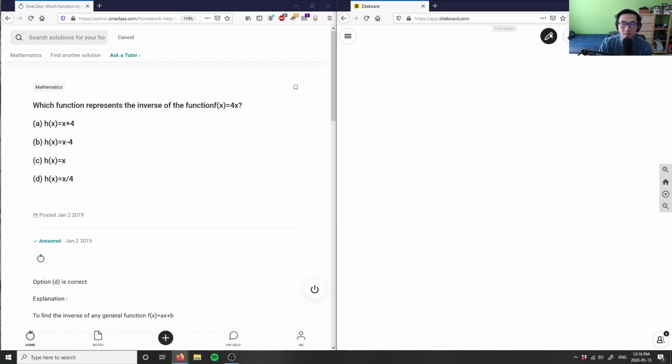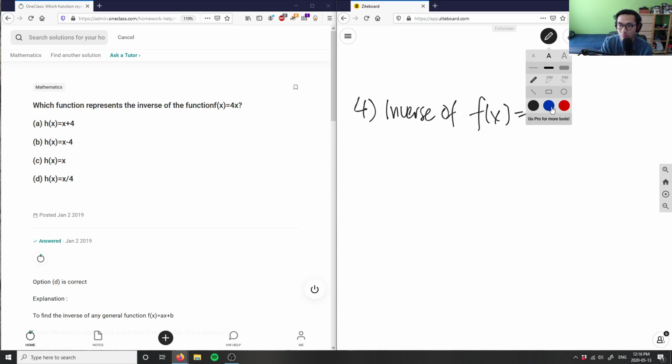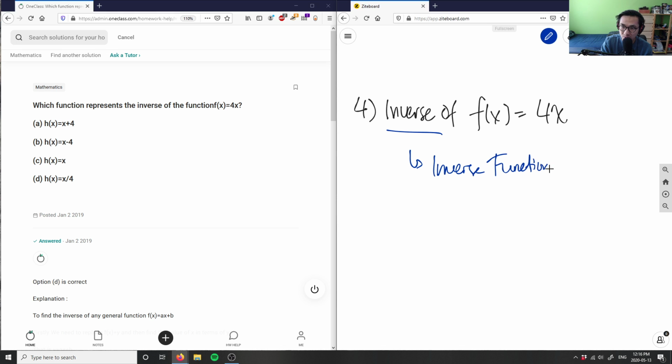Question 4 is asking us which function represents the inverse of the function, and we're given that. So I want the inverse of f of x equals 4x. In order for us to find the inverse, we will want to flip this into a y equals kind of function here. When we're looking at the inverse of a function, what does this mean? So let me define this for you. For the inverse of a function, I'm going to basically flip x and y.